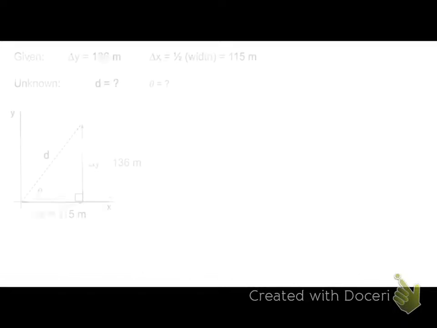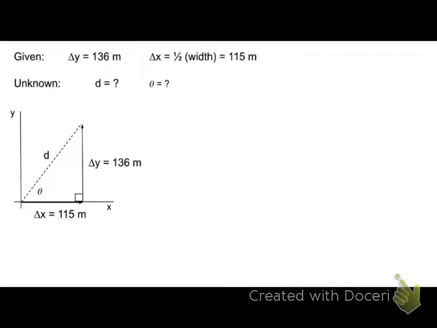If we were going to set this problem up, it would look something like this. We would have given to us the displacement on the y-axis, which is 136 meters. And we know that they gave us the entire length of the base, so we have to divide that in half if we want just the base of our right triangle here. So that's 115 meters. What we don't know is the magnitude of the displacement, which we'll represent with the letter d, and we do not know the angle of their displacement, which we will represent with the Greek letter theta. Okay.